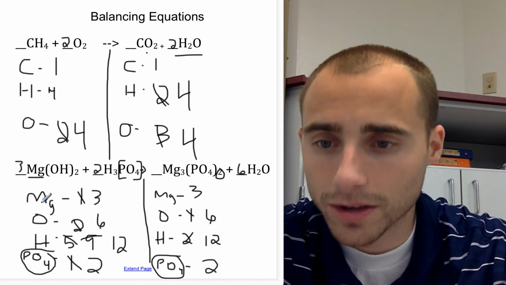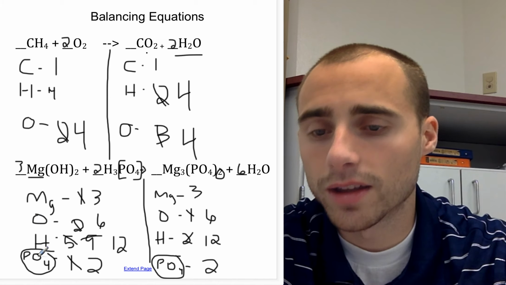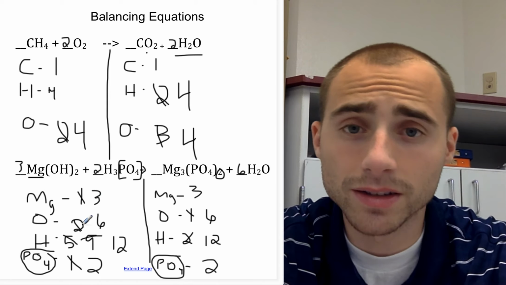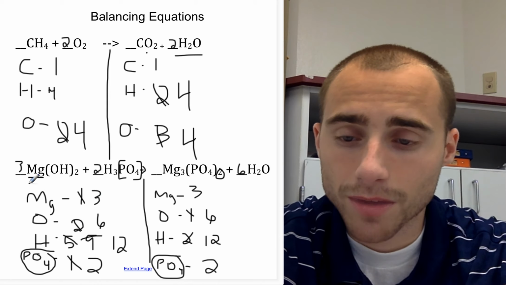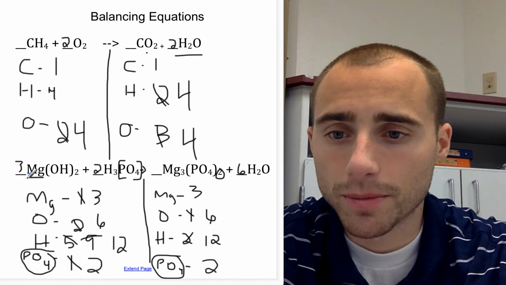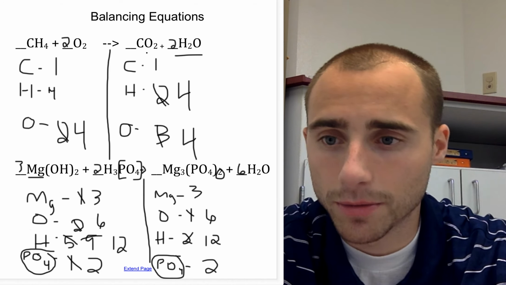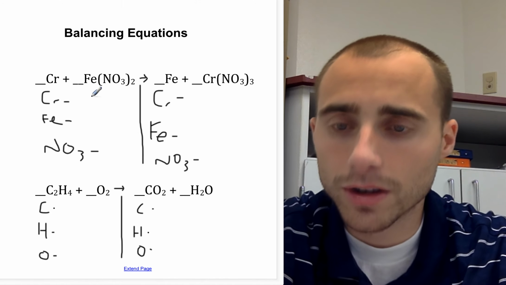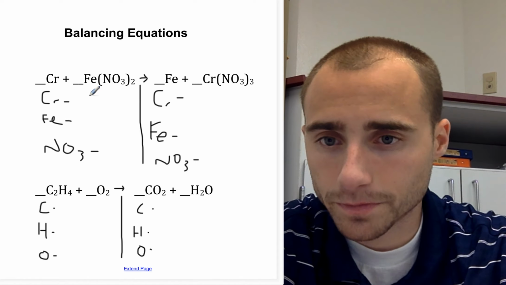I went magnesium, then oxygen, then hydrogen, then phosphate. You can go in whatever order. Typically we should leave oxygen till the end, but I just kind of threw it in there. But if you go one element at a time, you will get it balanced, I promise. But take down these example problems in your notebook, and you can use it tomorrow. It'll help you out a lot. We'll do 2 more balancing equations, and then we'll be almost done.